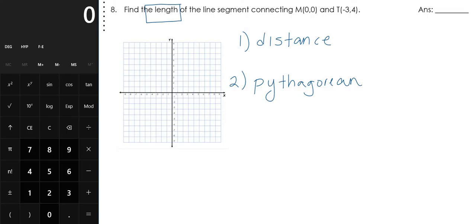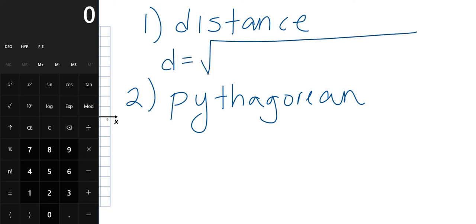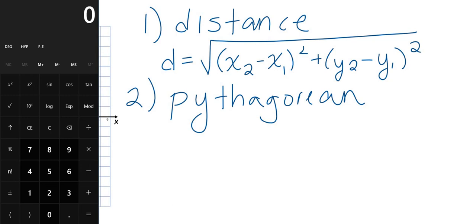Now, when we say distance formula, you have to memorize that. You're not going to get that. I'm going to write it down, and you could choose to use it, although I favor the Pythagorean Theorem. So let's look at the distance formula. Let me zoom in a little bit. The distance formula is D equals the big square root sign of x2 minus x1 squared plus y2 minus y1 squared.